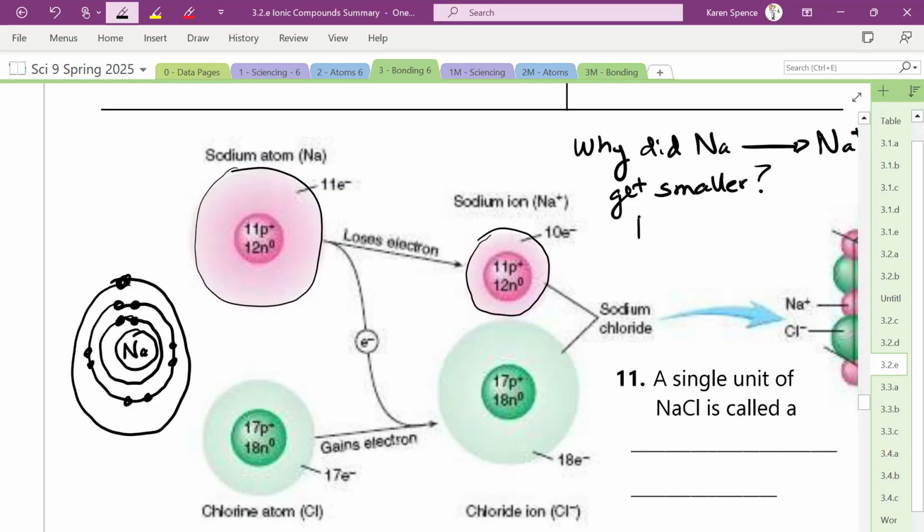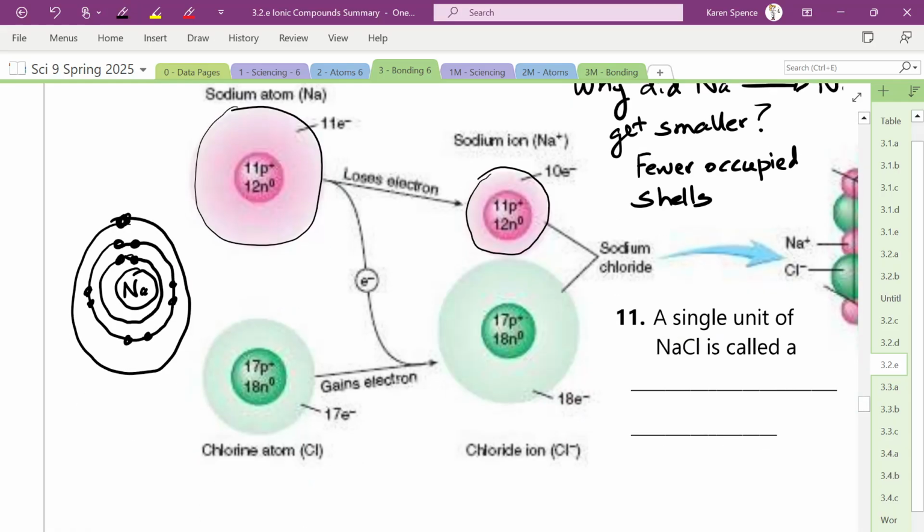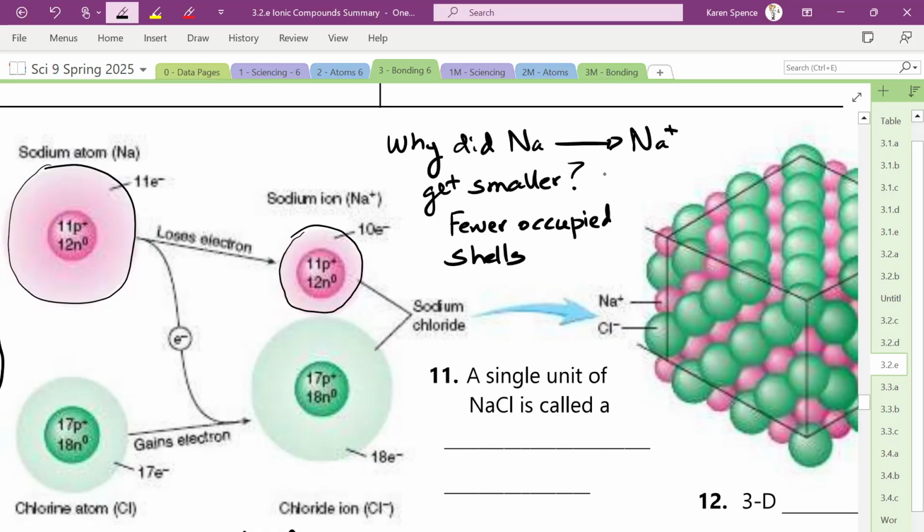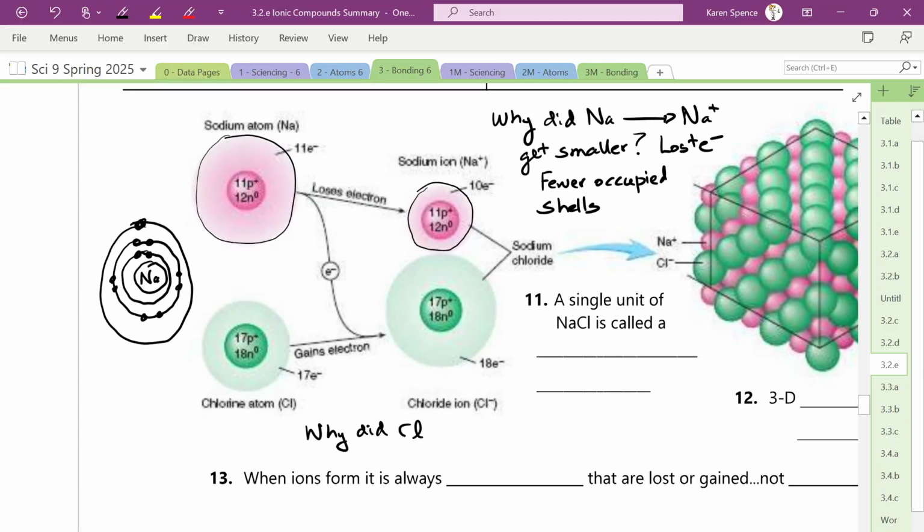So, fewer occupied shells. Why did chlorine get bigger? It gained an electron, yes. This one up here lost an electron, there's fewer occupied shells.